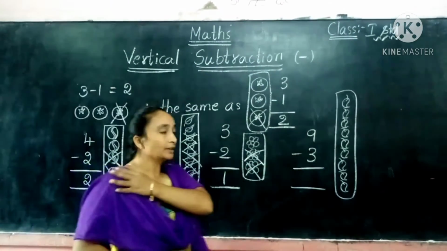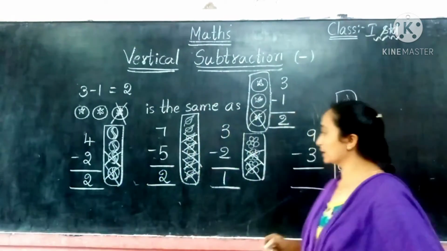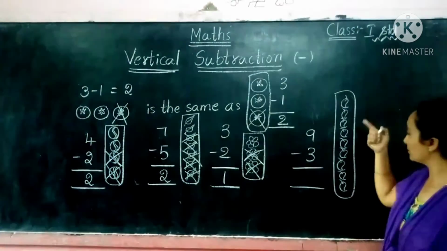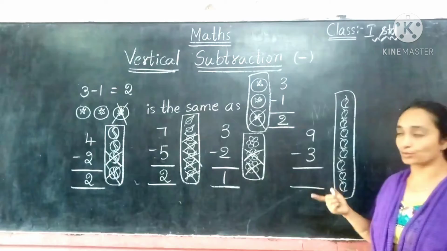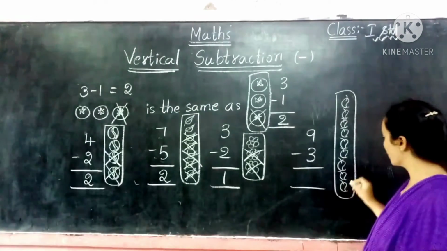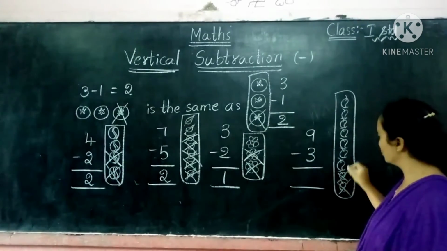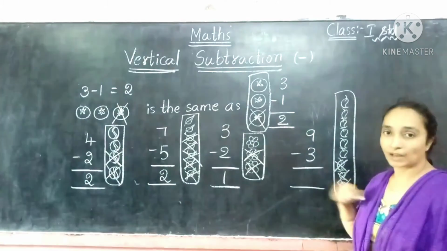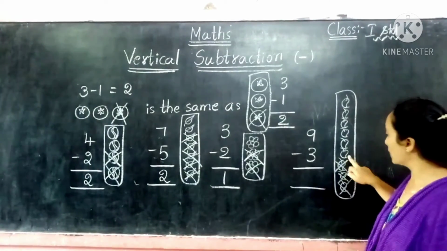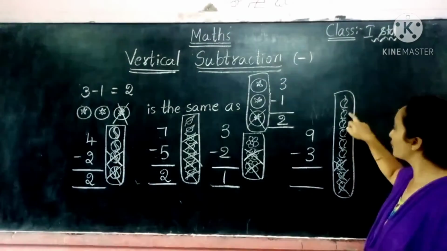Okay children. Now the last one here we can see, children. 9 minus 3. So here the mangoes are 9. 9 mangoes. And the 3 we have to take out. So 1, 2, 3. I have taken the 3 mangoes. So how many are remaining? 1, 2, 3, 4, 5, 6.